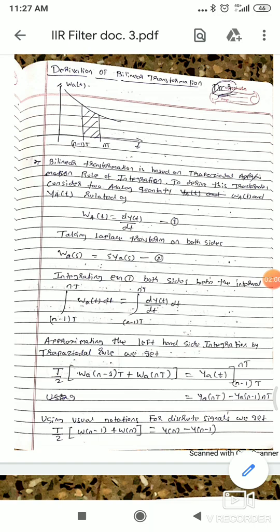So to derive this transformation equation, I have to consider two analog quantities. That's what you can refer to in the diagram, right? One is WA of t and one more is YA of t. So WA of t is written as the differentiation, dy of t by dt, first thing, right? Then you take the Laplace transform on both sides, you get WA of s, and this becomes s into y of s. So integrating equation 1 on both sides, you get what?